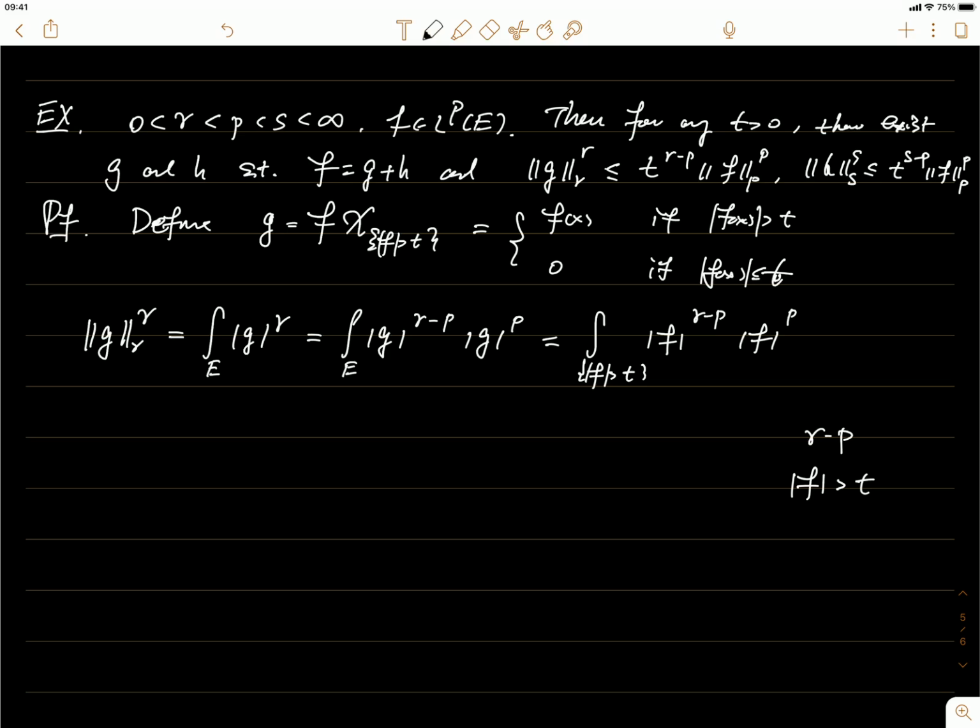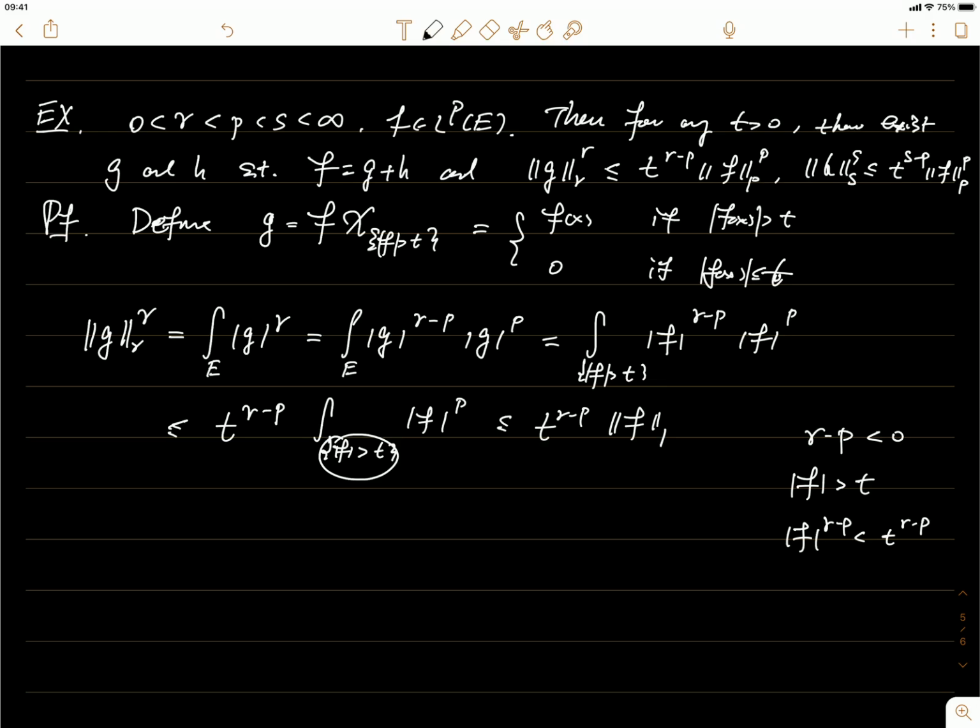It's the same as the R minus P's power is less than T to the R minus P's power because this is negative. Okay, so I have this is less than or equal to the T R minus P, then this of the P norm, and apparently this is less than or equal to T R minus P, and you take the integral of this smaller set is smaller than taking the integral over the entire E, and the right hand side becomes just the P norm of F to the P. Okay, that shows the first inequality.